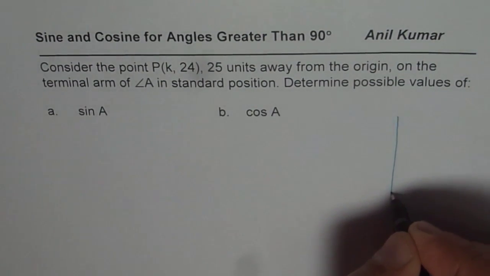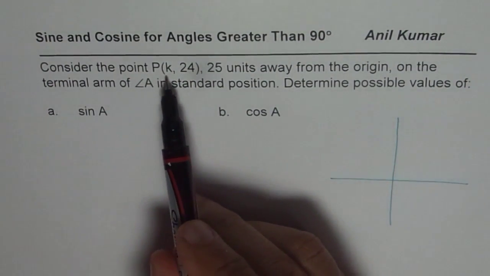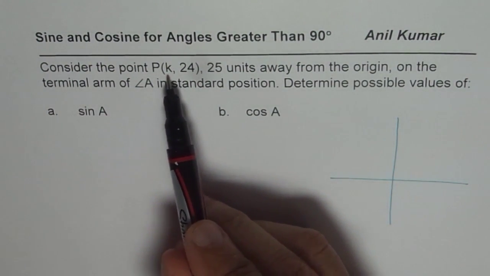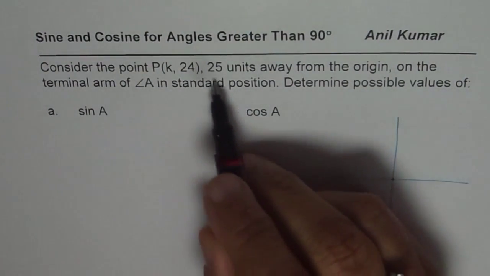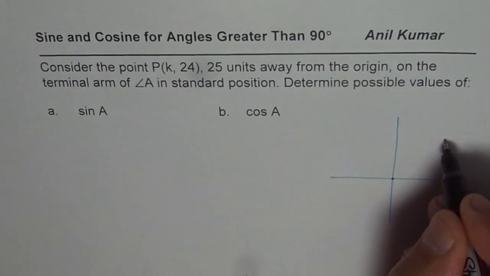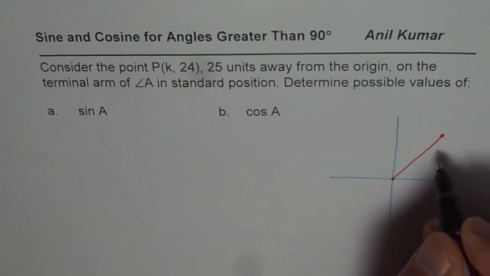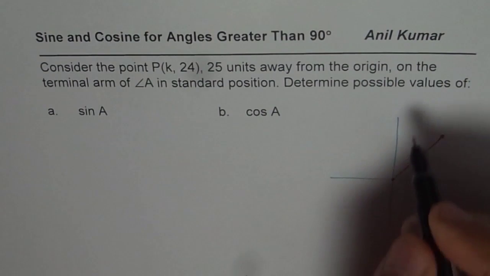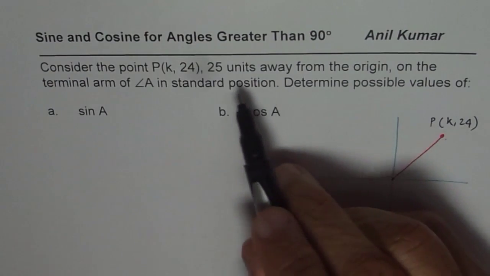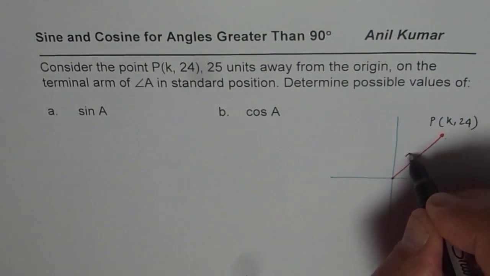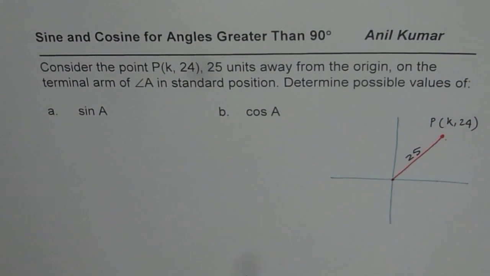So let's try to understand what is given to us. A point P is given, whose coordinates are (K, 24). We don't know what K is, but we know that it is 25 units away from the origin. So the Y value is 24. We'll make a triangle here. Let that be the terminal arm with point P given as (K, 24). We are also given that it is 25 units away from the origin, so this distance is 25.